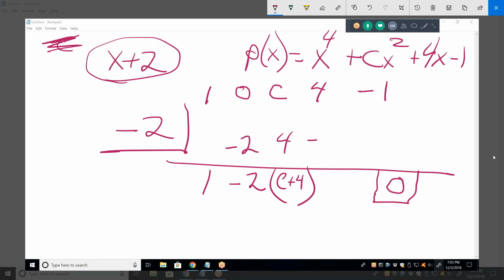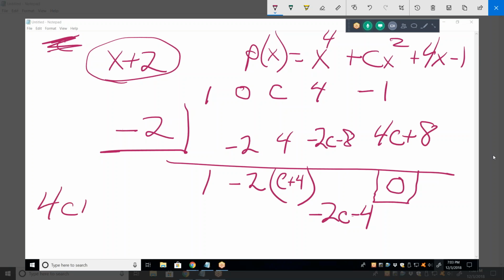Now I multiply -2 times c plus 4. I'm not sure if this is the easiest way to do it, but it's the only way I can think of at the moment. And now I add those, which gives me -2c minus 4. Are you with me? Multiply that by the -2, gives me 4c plus 8.